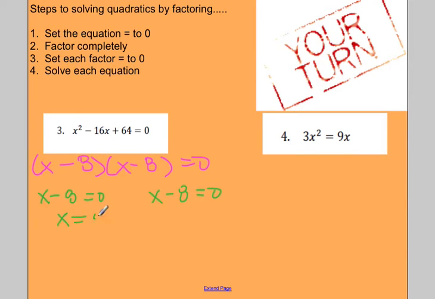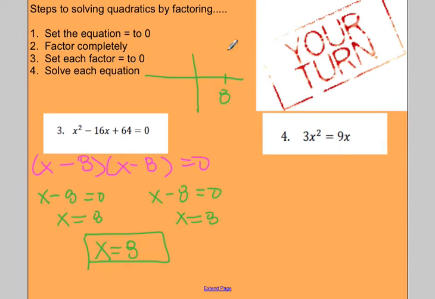This would give me x equals 8. This also gives me x equals 8. So how many solutions do I have? Just one, x equals 8. So graphically, if I only have one solution at 8, my parabola is only touching it at one point. This is opening up, so it's a parabola that looks like that, graphed.